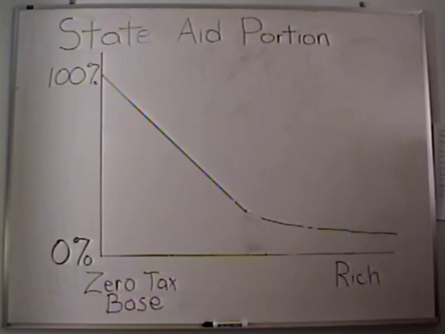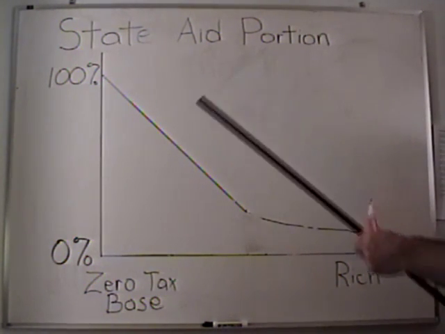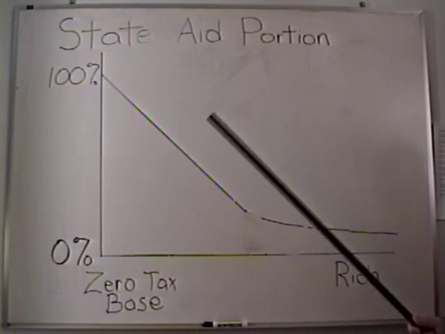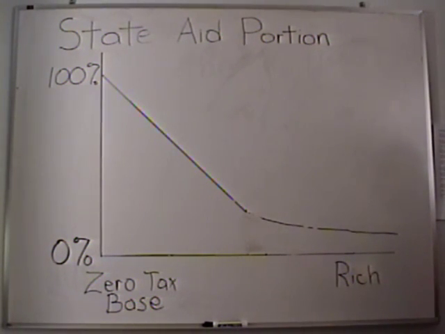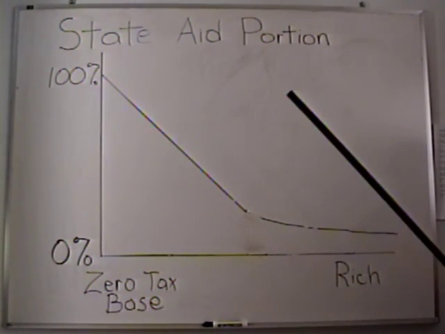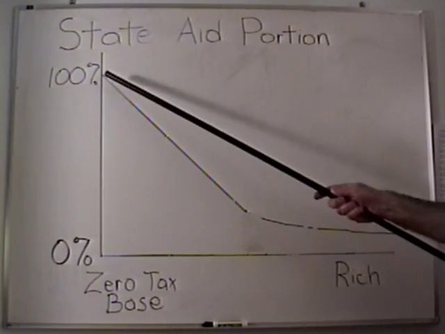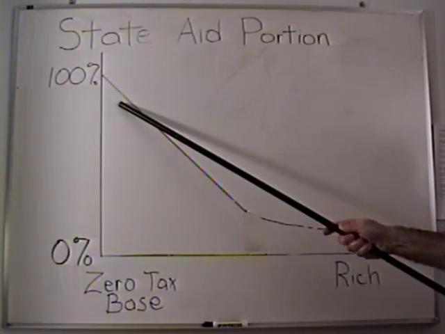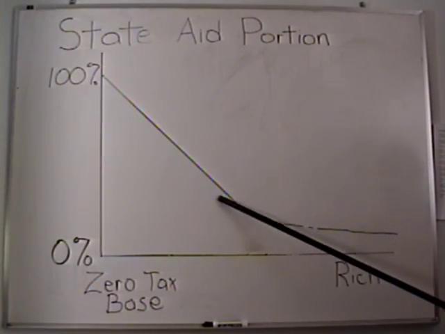If a district has no property to tax, then the portion of its basic revenue that comes from state aid will be 100%. It's got to be all from state aid because there'd be no ability whatsoever to generate anything from property taxes if there's nothing to tax. But as wealth increases, going from left to right on the graph, as wealth increases, the state aid portion goes down.